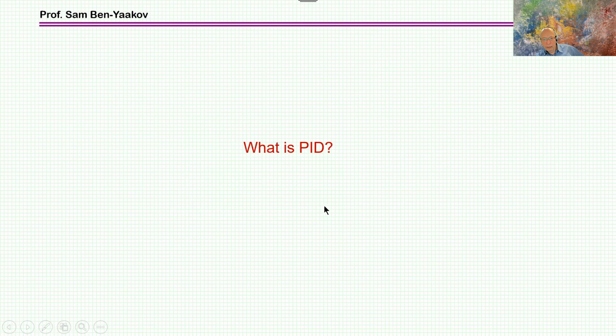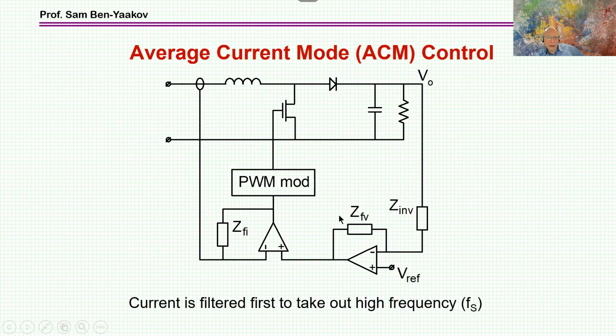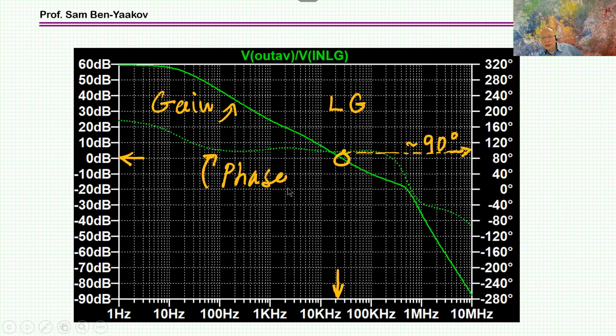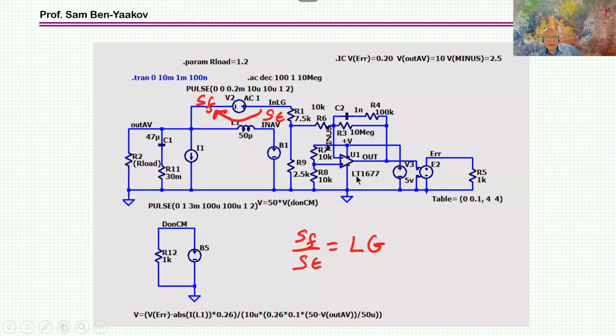Okay, so now I'm moving to PID. In power electronics, usually we do not use this term PID. We are just talking about type 1, type 2 controller, poles and zeros, etc.